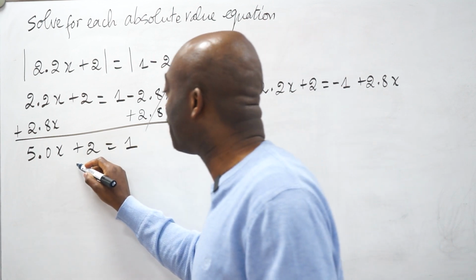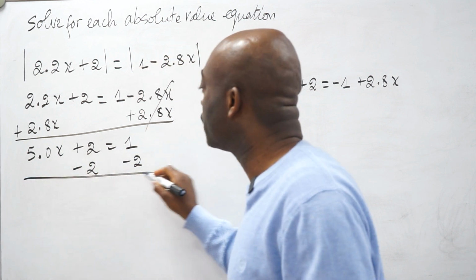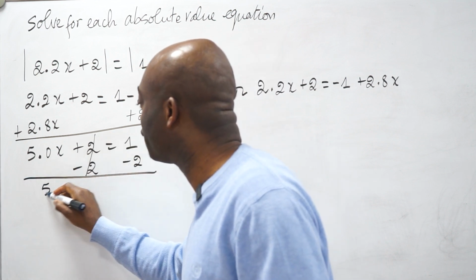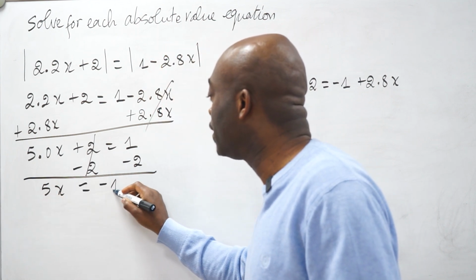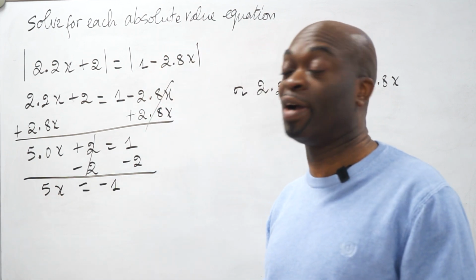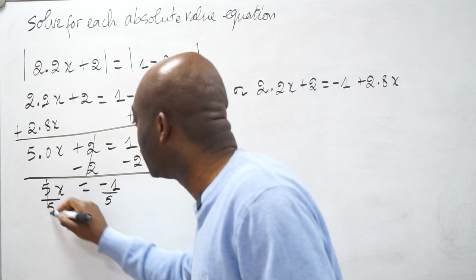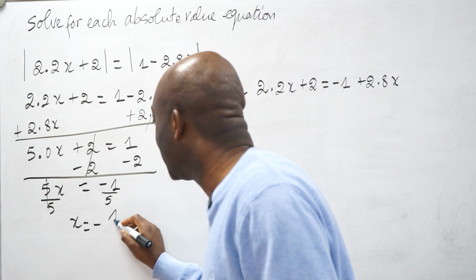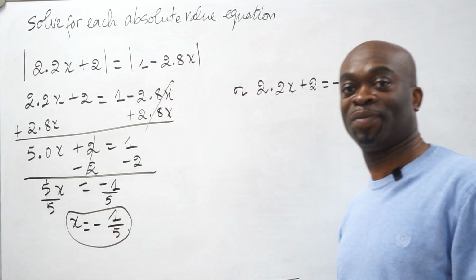Okay? And then what's happening here? Negative 2 is gone. Then this is out. So you have 5x, which is the same thing as 5.0x. This is equal to what? Negative 1. And then since we're solving for x, ladies and gentlemen, divide by 5 and 5, then x equals negative 1 over 5. And then we are finished for the first one.